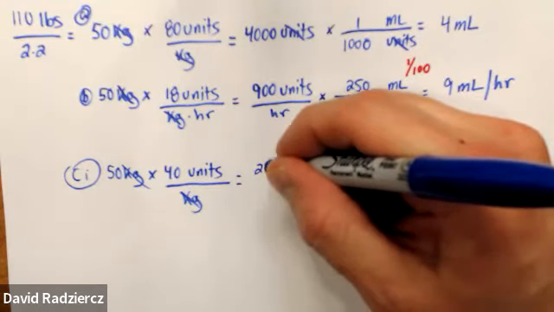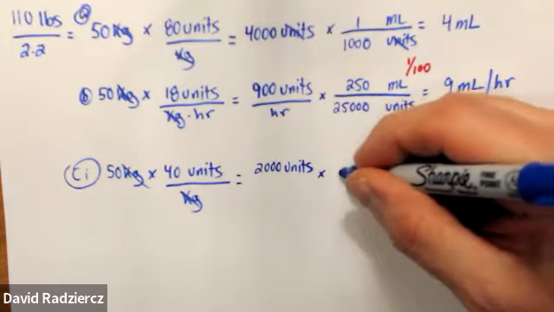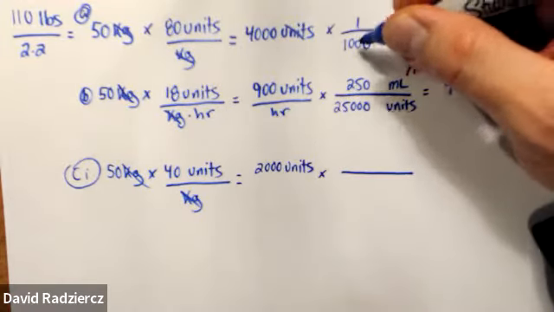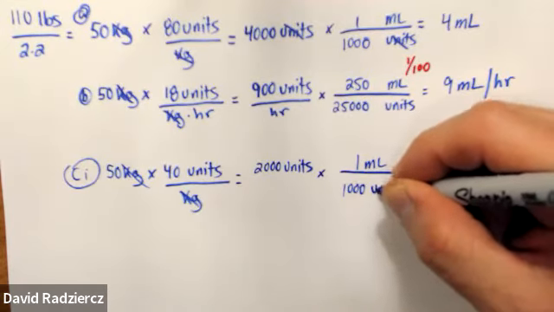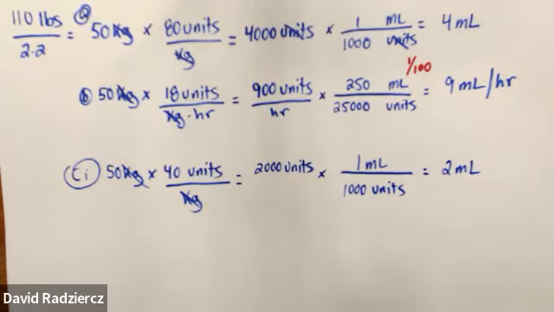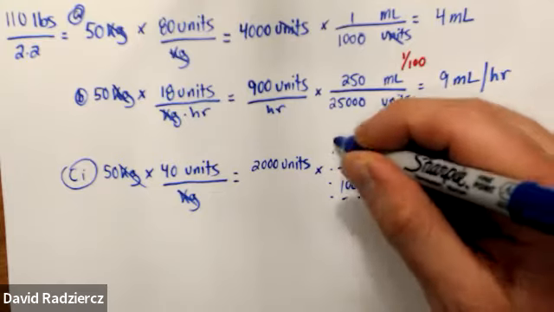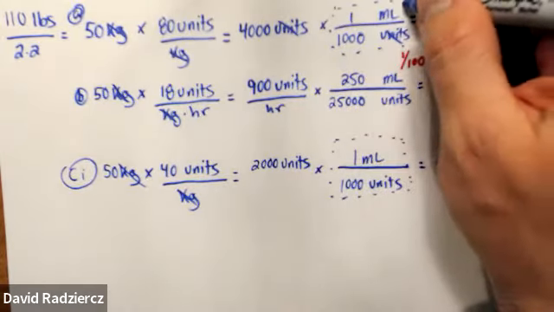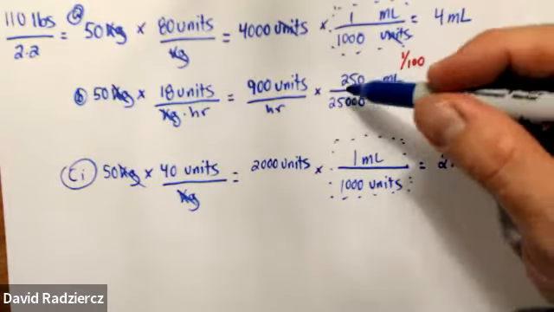So this would equal 2,000 units. We don't want units, we want milliliters. And because we're talking about a bolus, I'm going to use the bolus dose information, 1 milliliter per 1,000 units, and I'm going to get 2 milliliters for my bolus. So whenever I'm doing a bolus, I use the bolus dose information. And when I'm doing a flow rate, I'm going to use the IV information.